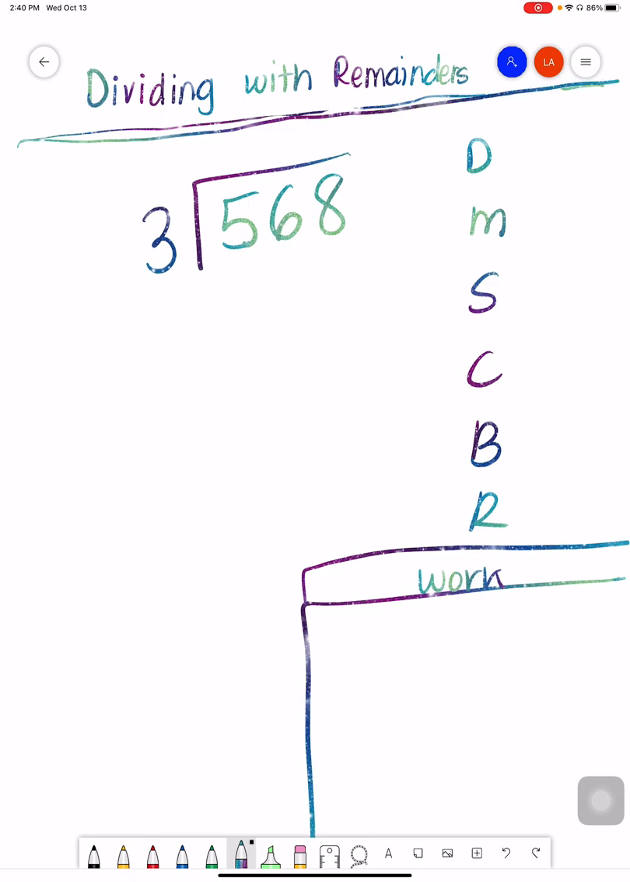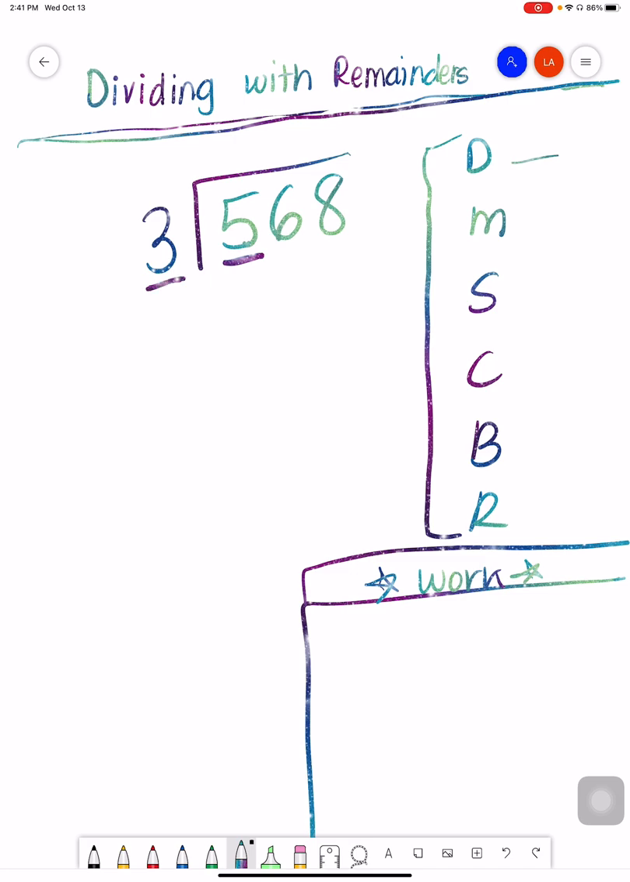I'm going to model for you how to complete the problem, and you can follow along and check each step to make sure that you got this. So dividing with remainders is just the same. I have my little work square here just in case I want to keep my work organized. And I'm going to start with division. Let's get it.